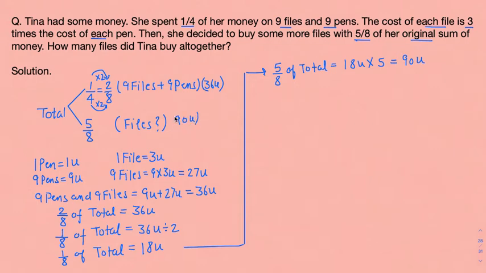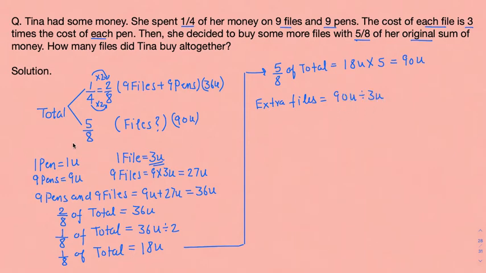Now, since we know that the cost of one file is 3 units and she wanted to spend her 90 units on the extra files, from this we can find out how many extra files she can buy. So the extra files that she bought would be 90 units divided by 3 units.